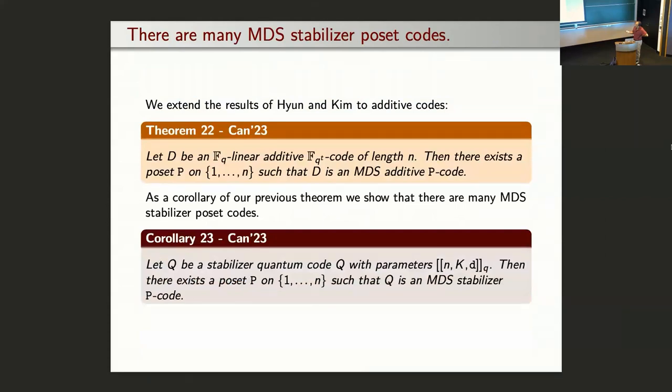And finally, I can show that this result of Hyun and Kim about producing a poset for making a given code an MDS code, I can do it for the additive codes. Hence, I can show that given a stabilizer quantum code with some minimum distance, whatever it is, I can find a poset that makes this quantum code an MDS stabilizer P-code. I think I have some other results.